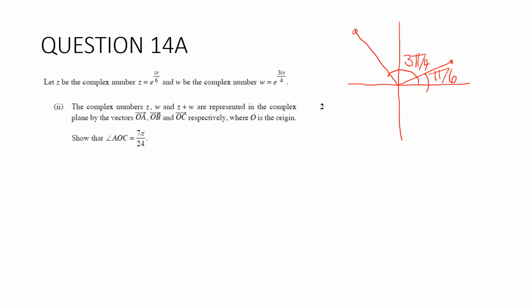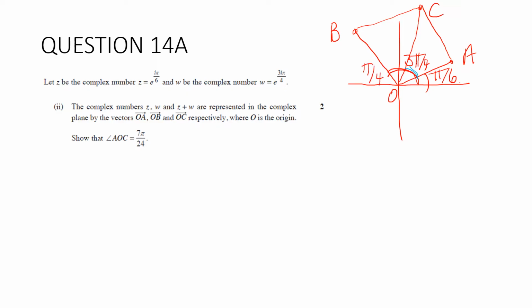And then of course we have got z plus w coming through here. And so this is A, that's O, this is B, and this up the top is C. And we want to work out the angle AOC, so this angle here. If you can see it, right. And we're just going to use properties of a parallelogram actually. So we know that if that is 3 pi on 4, that one there must be pi on 4.